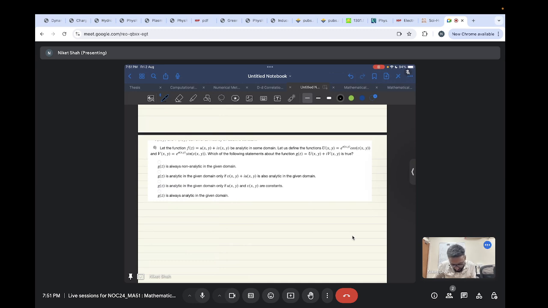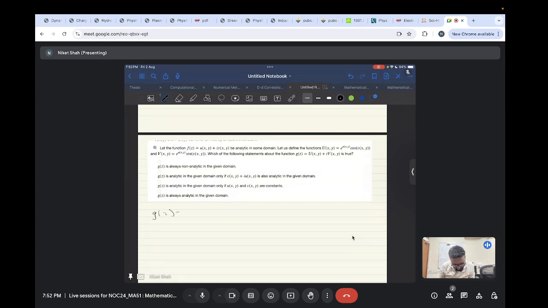The statements are that g of z is always non-analytic in the given domain. Second statement is g of z is analytic in the given domain only if v of x comma y plus i u of x comma y is also analytic in the given domain. Third option is that g of z is analytic if u and v are constants. Fourth one is g of z is always analytic in the given domain. There are four options to consider. But let's do what we do best directly.